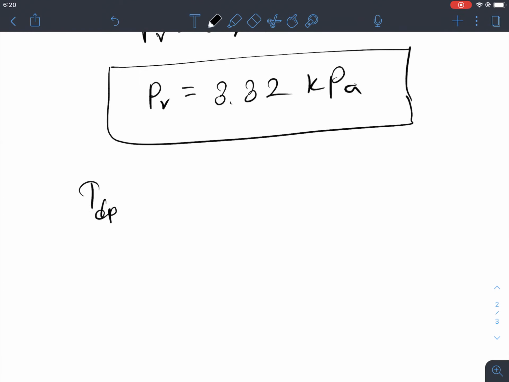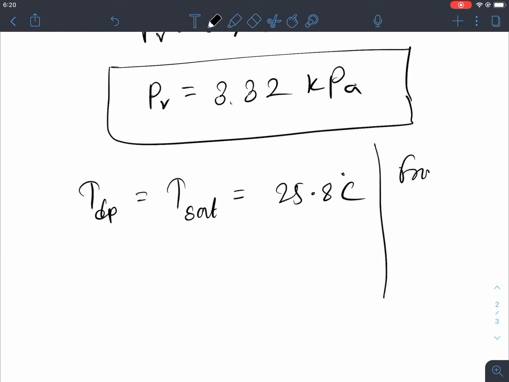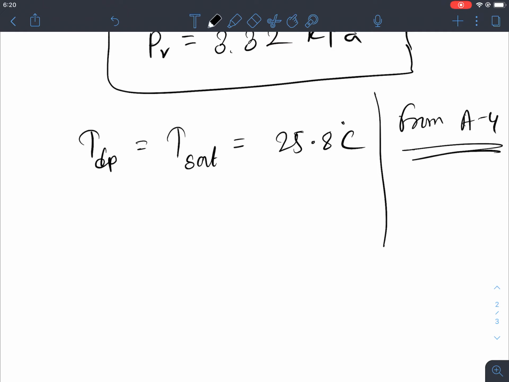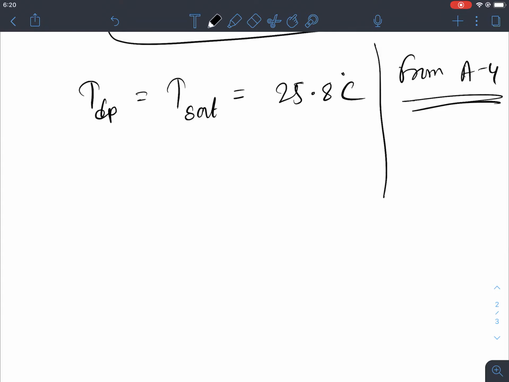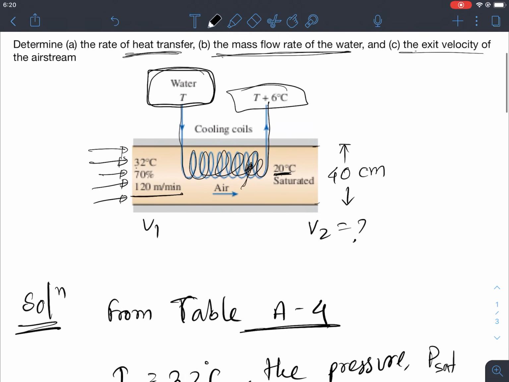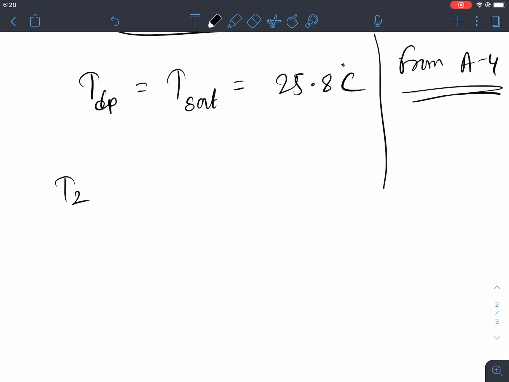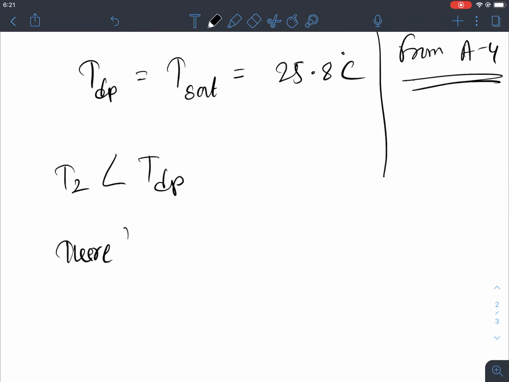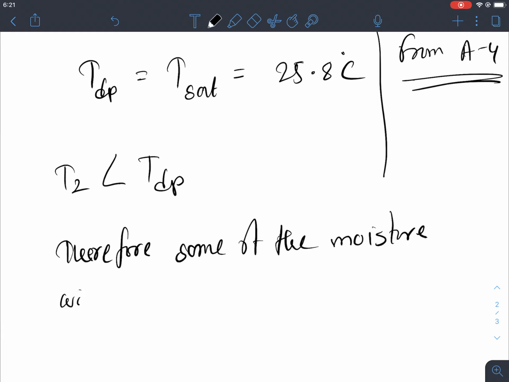With respect to this vapor pressure, we would like to get the dew point temperature, or the saturation temperature, which equals 25.8 degrees Celsius from table A4. Now we have 25.8 degrees Celsius for the dew point temperature. However, in our case, the T2 temperature at the exit is 20 degrees Celsius, which is less than the dew point temperature. So T2 is less than the dew point temperature, and therefore some of the moisture in the air will condense.